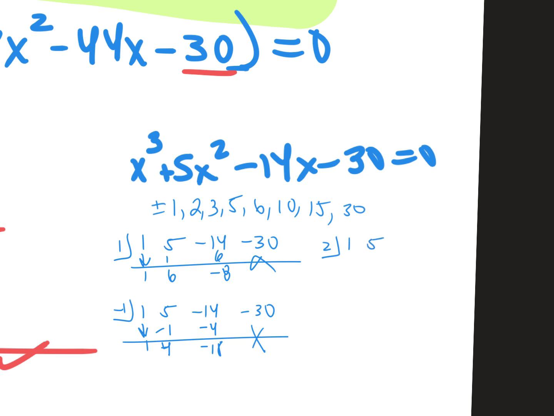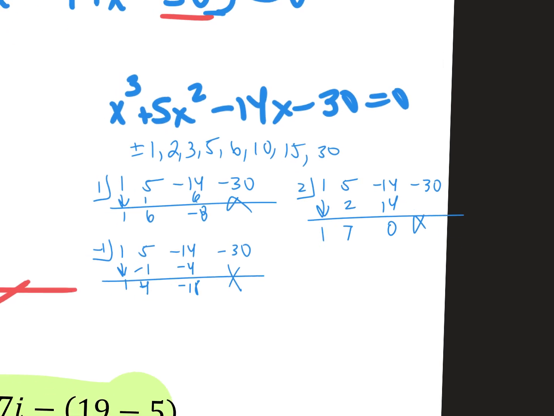1, 5, negative 14, negative 30. 1 times 2 is 2. 5 plus 2 is 7, times 2 is 14. Negative 14 and positive 14 is 0. 0 times 2 is 0. Is this going to work? No? Well, this is annoying.